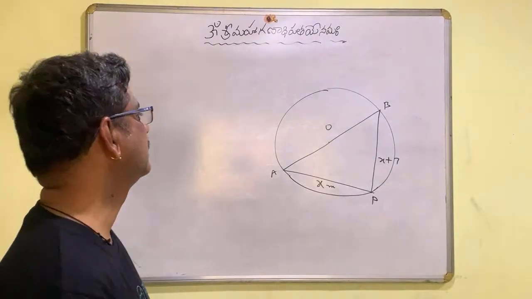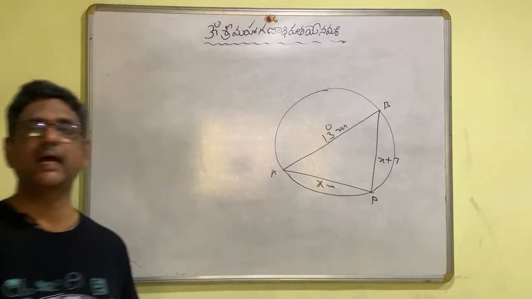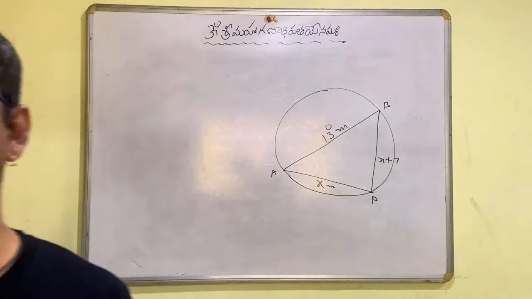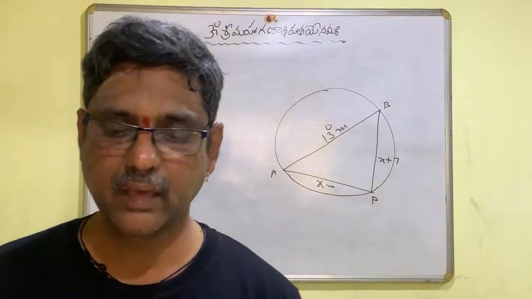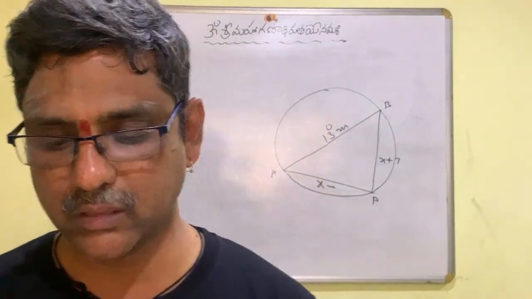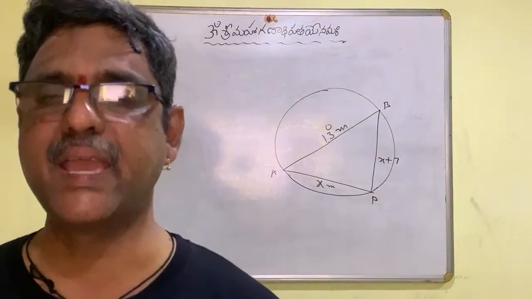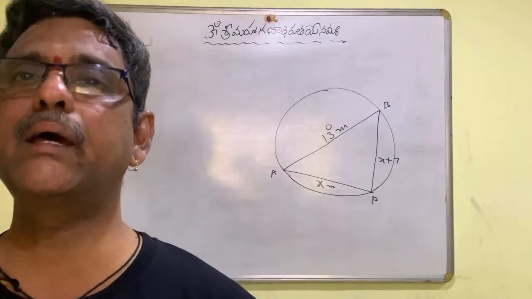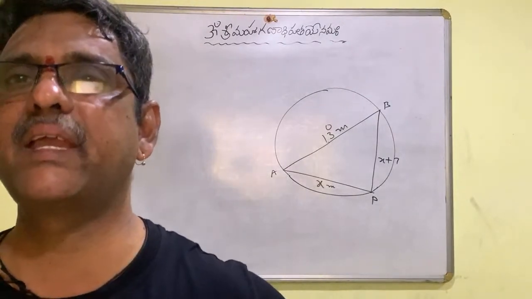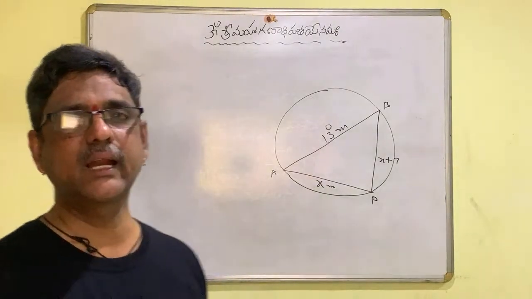And the length of the diameter is 13 meters. Okay, and we need to find out the distances of the pole P from A and B. Means we need to calculate PA and PB. Is that understood, children?